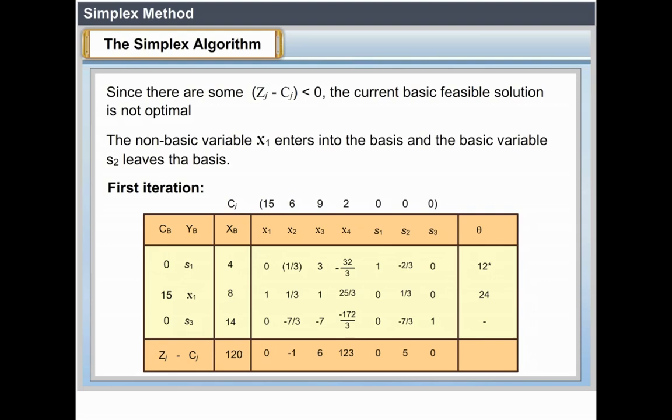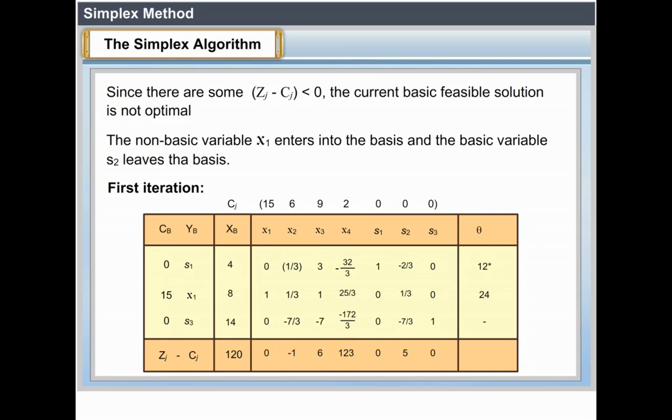First row 0 for CB, S1 for YB, 4 for XB, 0 for X1, 1 by 3 for X2, 3 for X3, 32 by 3 for X4, 1 for S1, minus 2 by 3 for S2, 0 for S3. Then second row 15 for CB, X1 for YB, 8 for XB, 1 for X1, 1 by 3 for X2, 1 for X3, 25 by 3 for X4, 0 for S1, 1 by 3 for S2, 0 for S3.